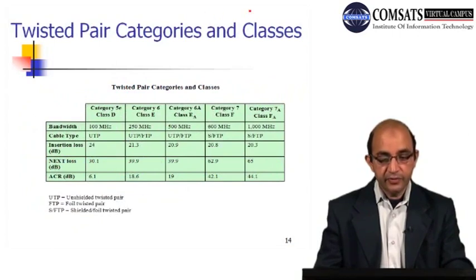And then here we have different categories and classes of twisted pair, right? So here we have category 5, class D, category 6, that is class E, category 6A, that is class EA, category 7, and then we have category 7A and class FA. So here we have the bandwidth, right? For different categories we have different bandwidth, right? And these are the types of cable, UTP, and here we have the insertion loss in dB, next loss in dB, right? And ACR in dB.